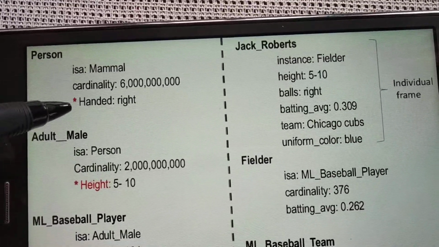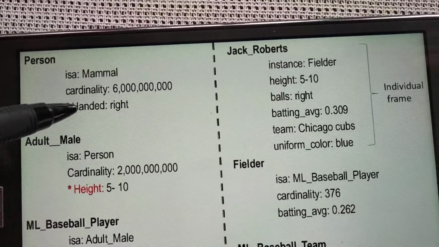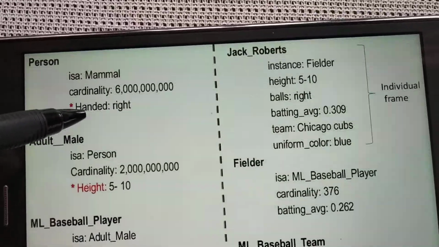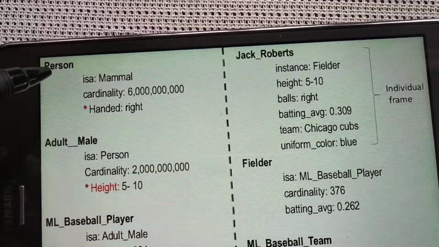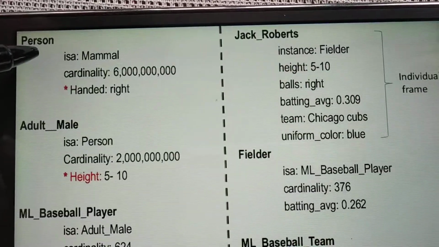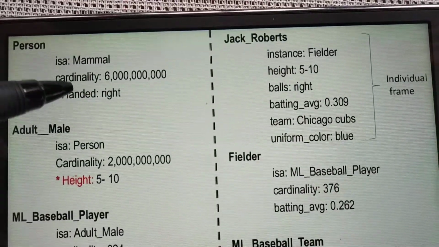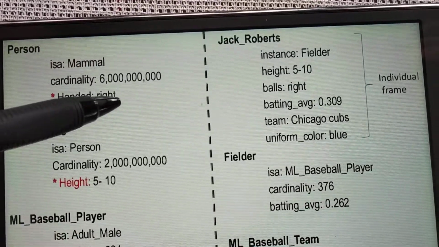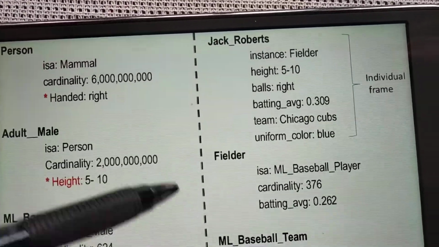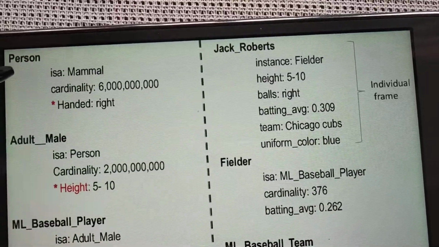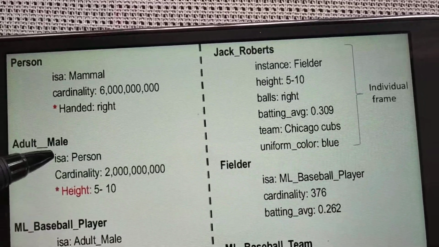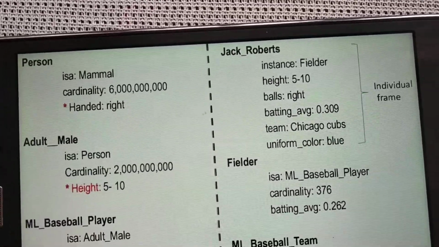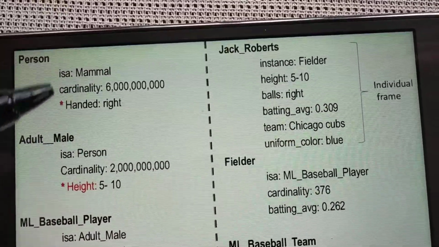Okay, so whenever there is a star, it means this attribute or slot can be inherited further by a subclass of this particular class or by an object of this particular class. Also, the default value of the handed attribute is right. Whoever inherits this class called person, for example, adult male is inheriting person, right?